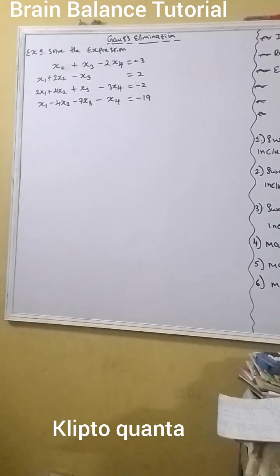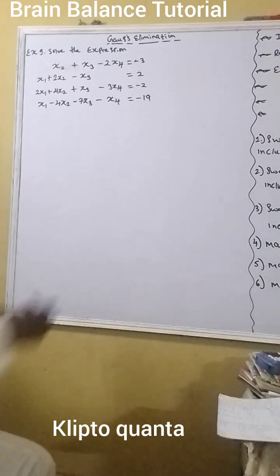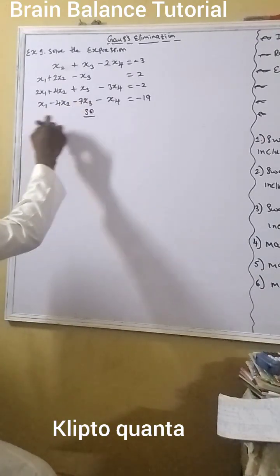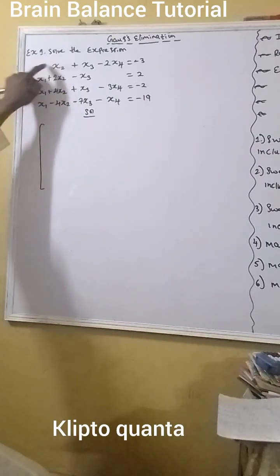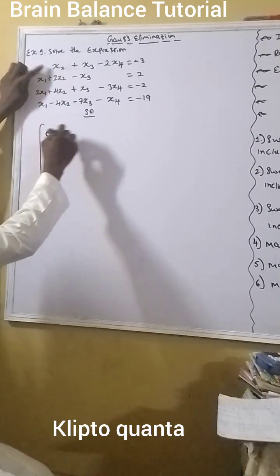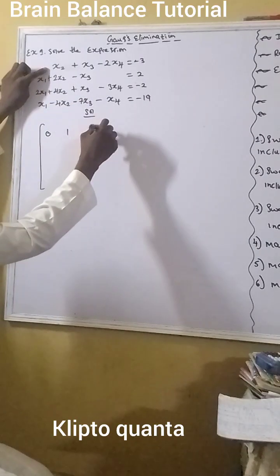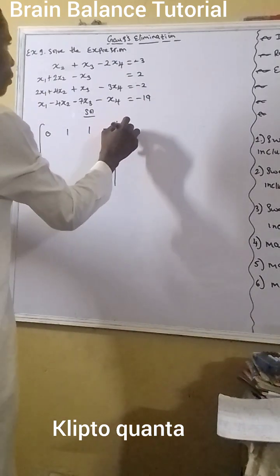Alright, so here we are. At this point, we write the system in augmented matrix form first. So we have this. Now if you look at this, you see that this doesn't have x1. That means x1 is 0. Our x2 has coefficient 1, our x3 also takes 1, negative 2 as our x4. Then you have this as negative 3.